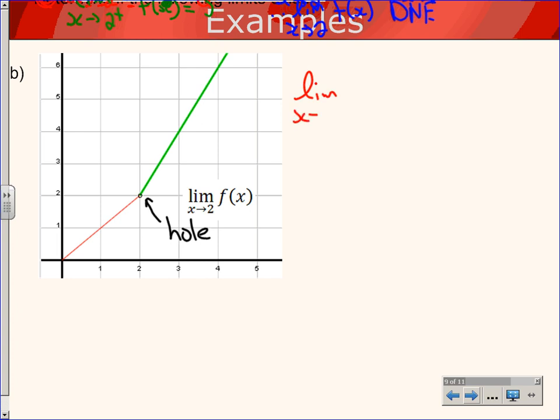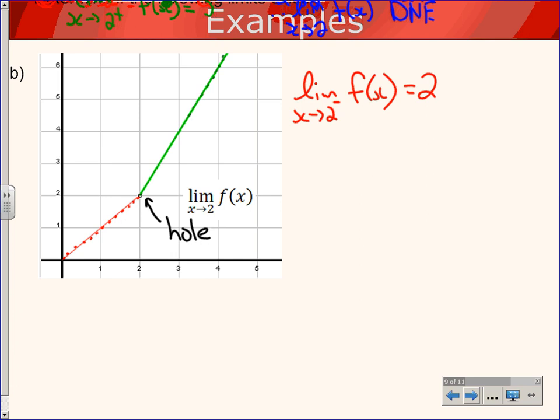So I'm still approaching 2, but I have a slightly different graph this time. As I approach 2 from the left, getting closer and closer and closer here, I'm getting close to that hole. But remember, it's only exactly at (2, 2) where there's a hole. So I'm getting closer and closer to a y value of 2, aren't I? The fact that it's not there doesn't matter, because when I do a limit, I don't need to get there. I just need to get really, really close.